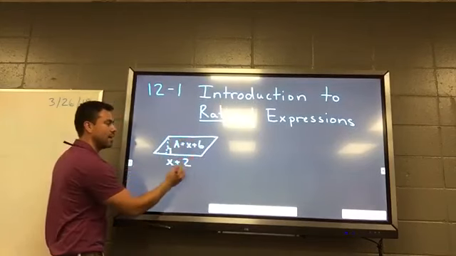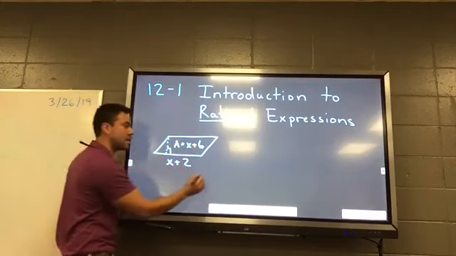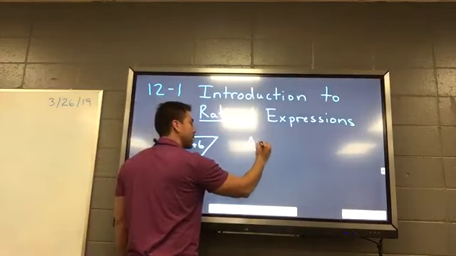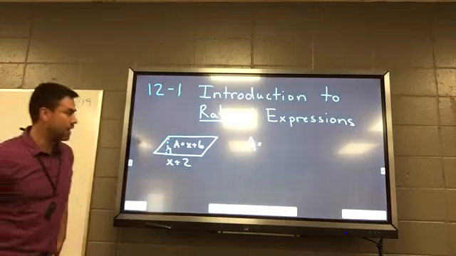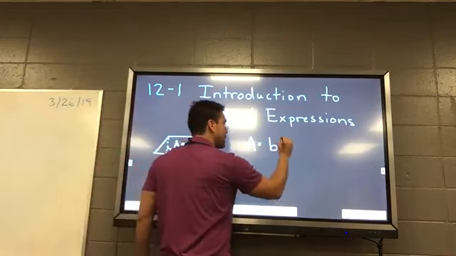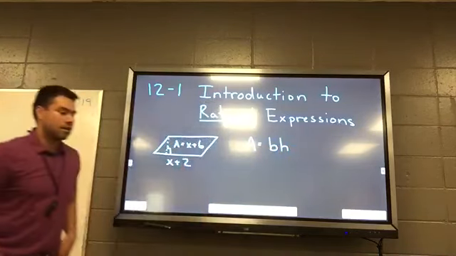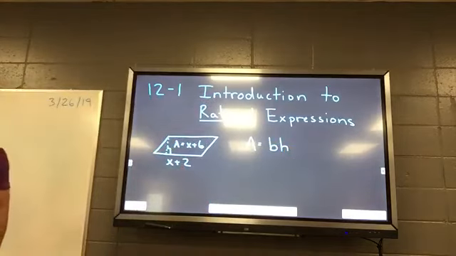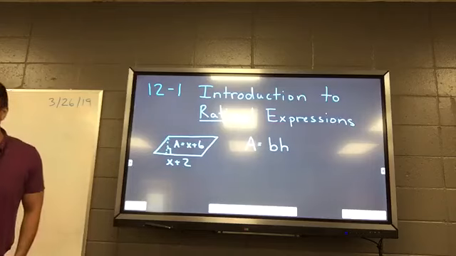Okay, but anyway, here I have an area and I have the base. The area of a parallelogram has a formula. It's A equals B times H, base times height. I'm just going to give you a little heads up.